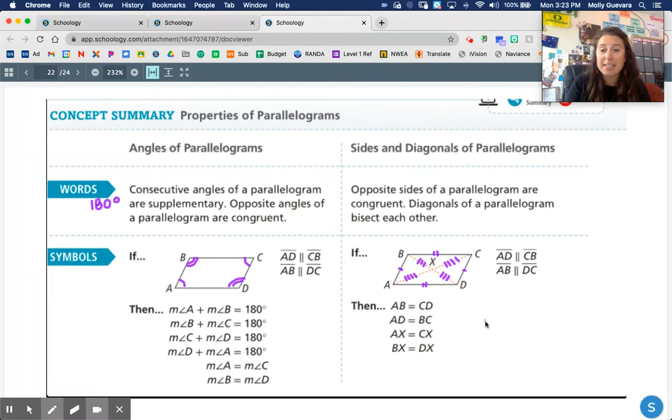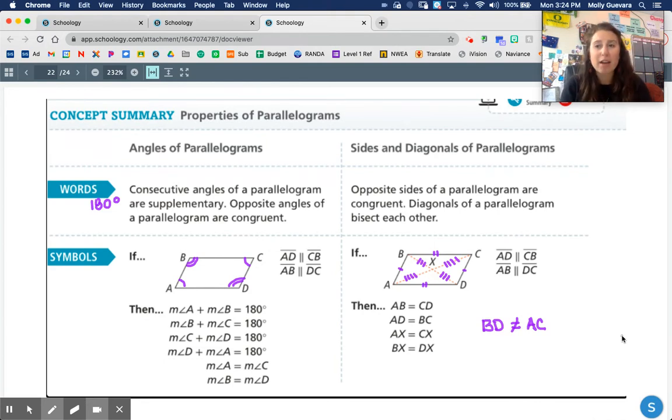It does not say that BD is equal to AC. Okay, it does not say that. So the diagonals are not congruent. All I know is that where the diagonals cross each other, it splits my diagonals in half perfectly.